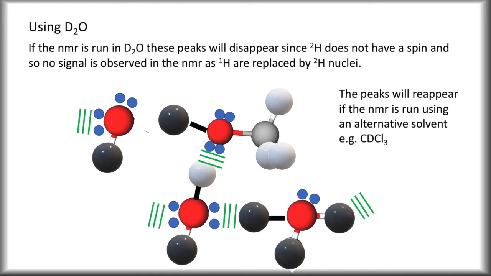So that was a little introduction to the theory of NMR. Hopefully that gave you a bit of an idea about why we see different chemical shifts and the theory behind it.